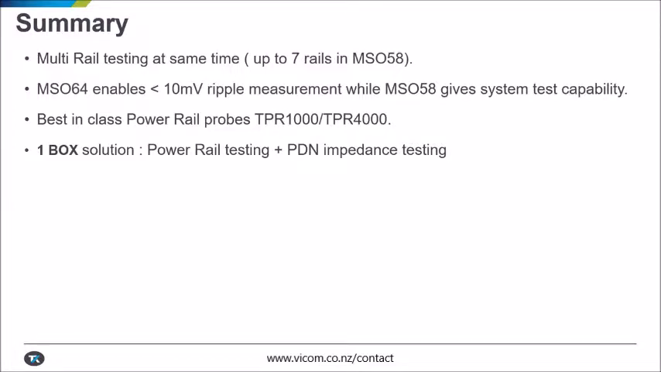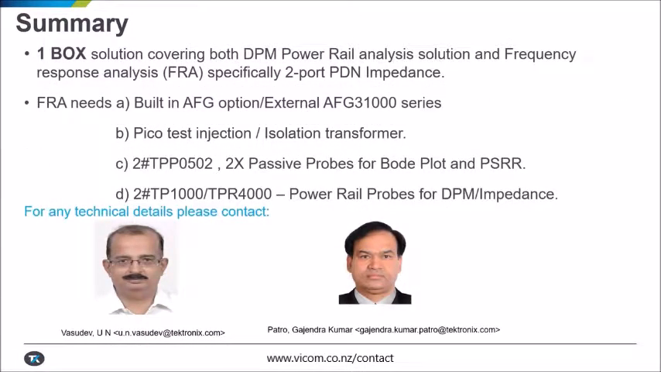If you want very low ripple frequency, the MSO64 is a good fit, but add to that the one box solution capability for not only traditional power rail testing but also the 2-port impedance measurement.